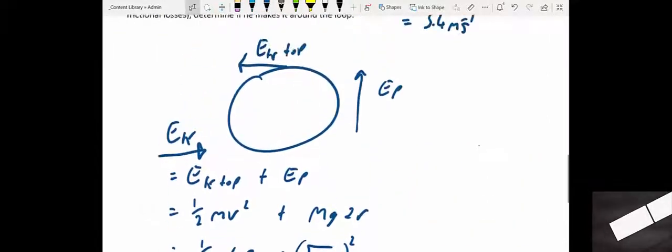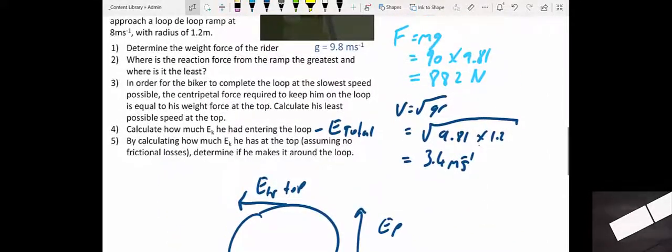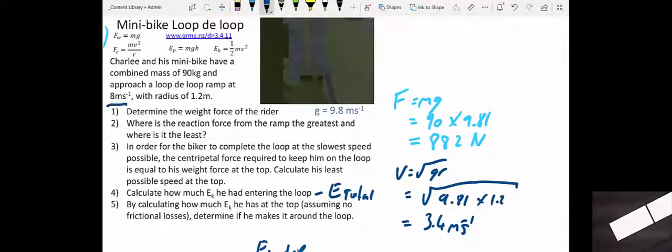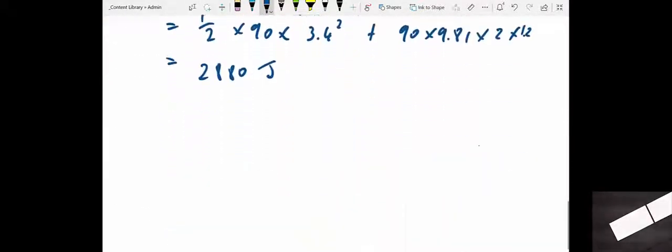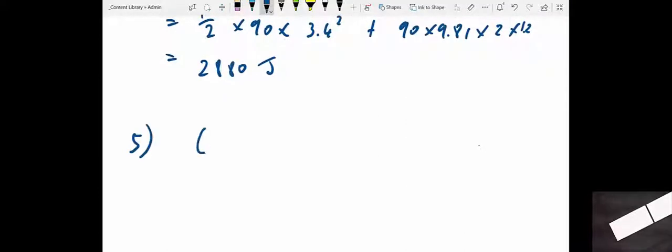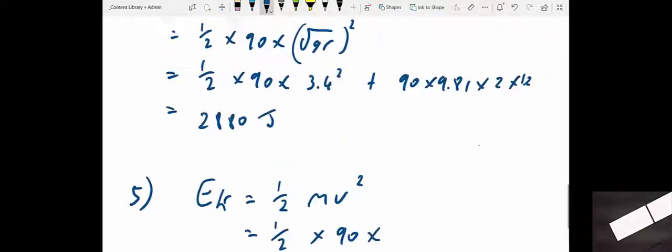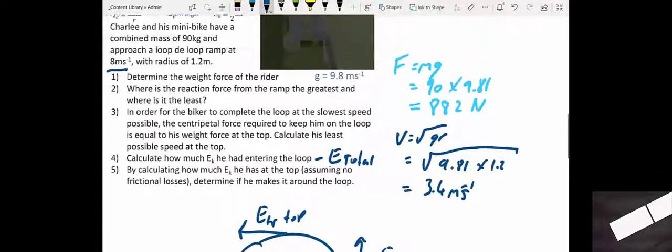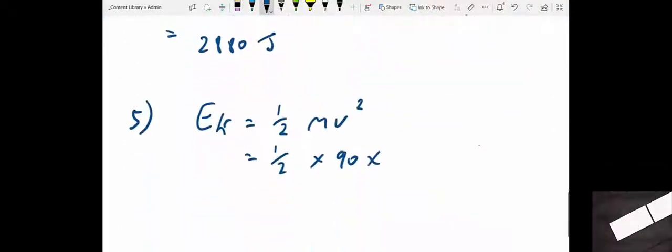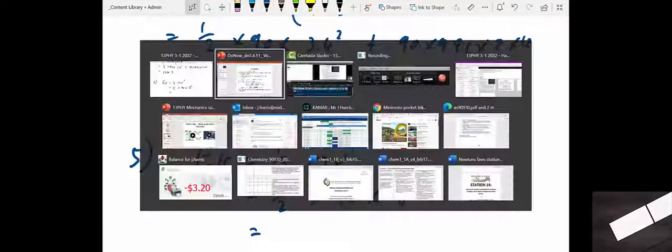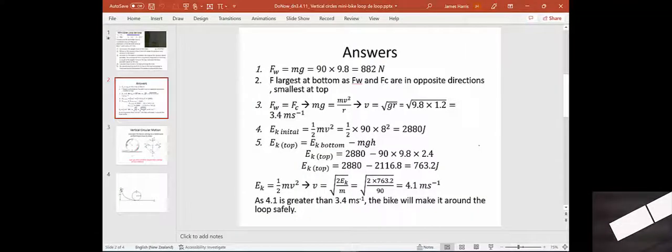And then the last question says, will he make it around? He's traveling at a speed of 8 meters per second. So for question number 5, will he make it around? Will I go EK equals a half mass times velocity squared, half times 90 times the 8 meters per second that he's got. And if this number is bigger than the number above, do I know what that is?